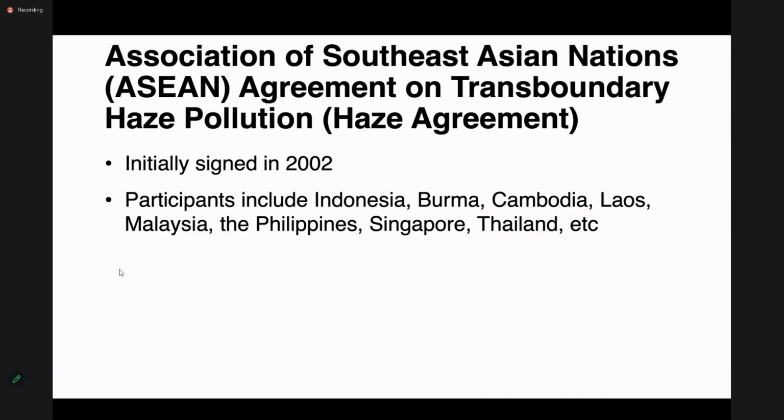There's the ASEAN Agreement on Transboundary Haze Pollution, or the Haze Agreement. It's especially signed by parties of these Southeast Asian countries like Indonesia, Cambodia, Singapore, to tackle haze pollution that is transboundary.